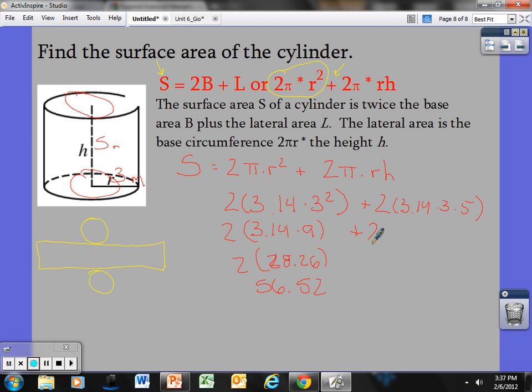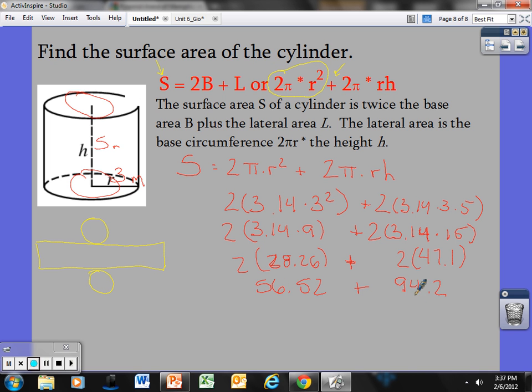Now I need to add that to this other side. So inside the parentheses here, I have pi times, I'm going to condense this because multiplication is commutative. 3 times 5 is 15. Okay, I go 3.14, or pi times 15. That gives me 47.1. I'm now going to times that by 2. I'm going to find the circumference twice here. Okay, 47.1 times 2 is equal to 94.2.